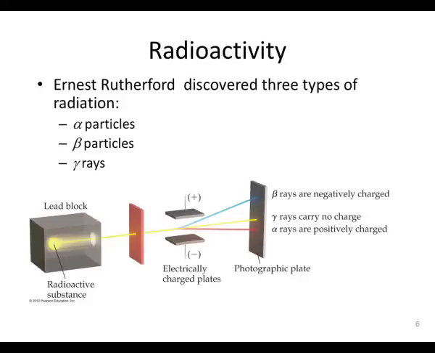Ernest Rutherford discovered three types of radiation: alpha particles, beta particles, and gamma rays. Look at the experiment below. The radioactive substance emits a beam that is passed through two electrically charged plates. The beta rays are deflected towards the positive plate, meaning that they are negative. The alpha rays are deflected towards the negative plate, meaning that they are positively charged. Gamma rays carry no charge and hence go straight through.